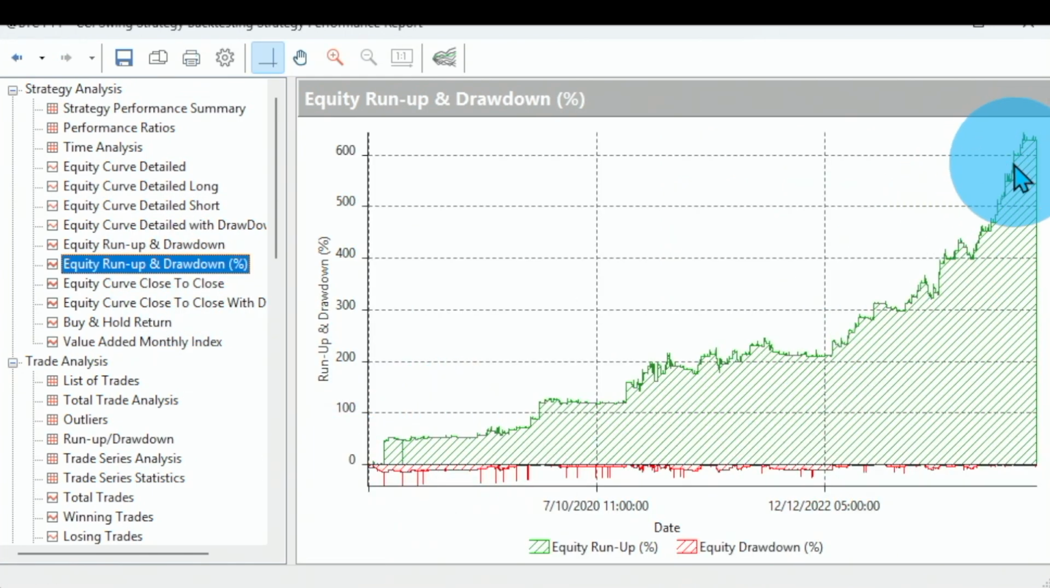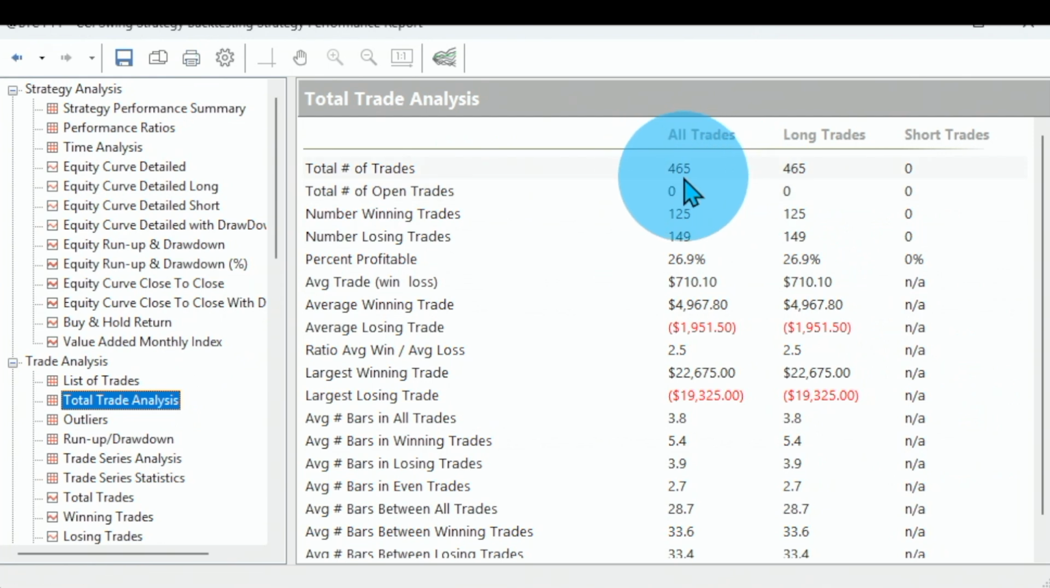This is our equity curve. Also now it's much smoother. Total trades, we go down to 465 trades from 1,600. The average trade now overall is 710. So we doubled our average trade. Average number of bars in a trade is about 4. So that means it's 12 hours.